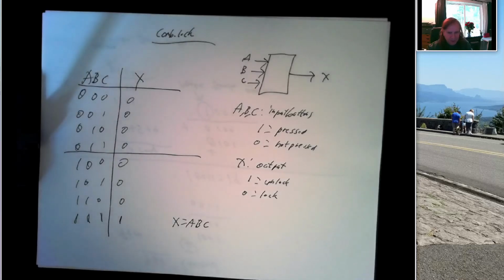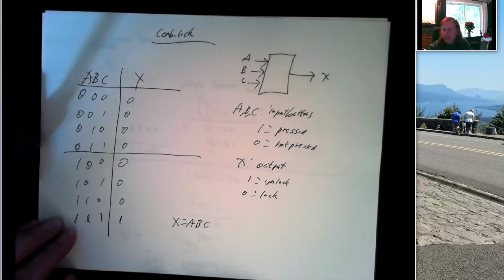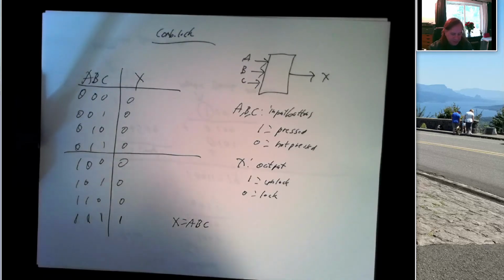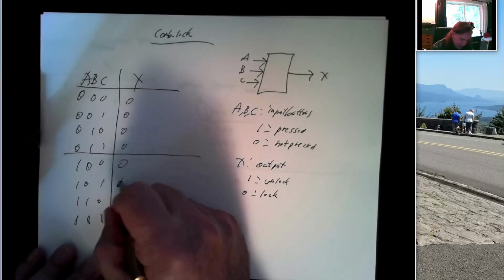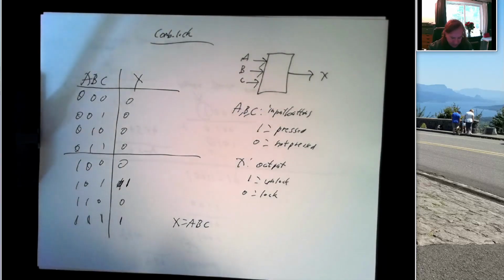All right, now suppose that you also want to have a friend have access to your car, but you don't want to give them your password 111 that you use for everything else in your life. So you want to give them a different password. So maybe we're going to give them the password 101. So we also want our circuit to output a 1 if the input is 101.